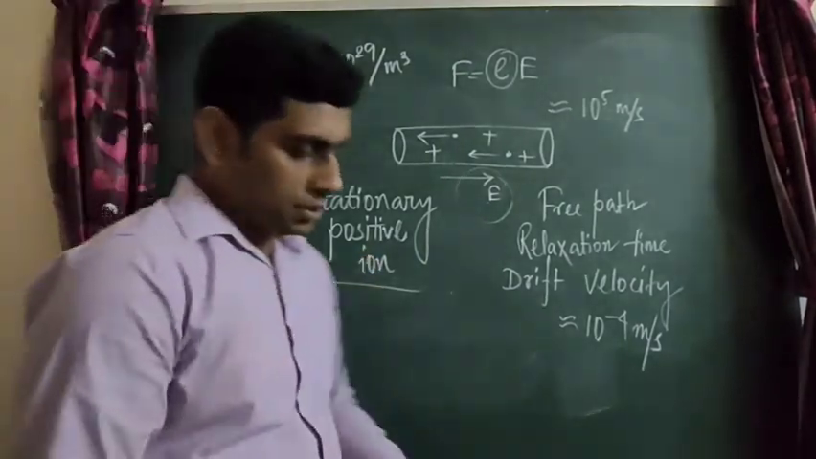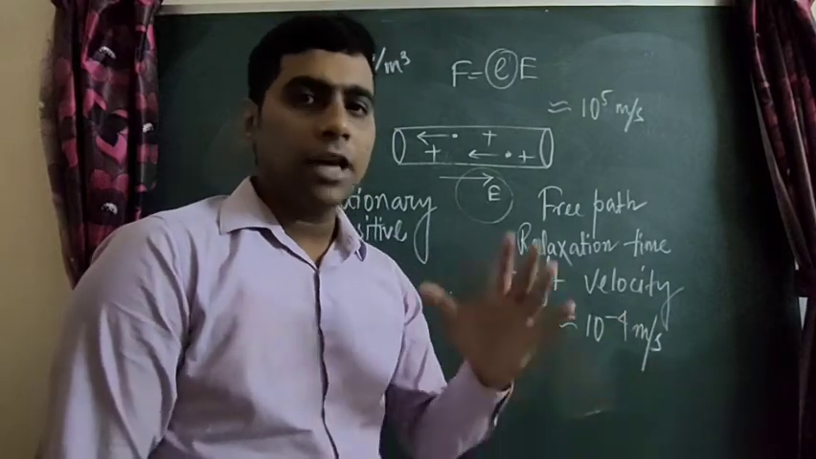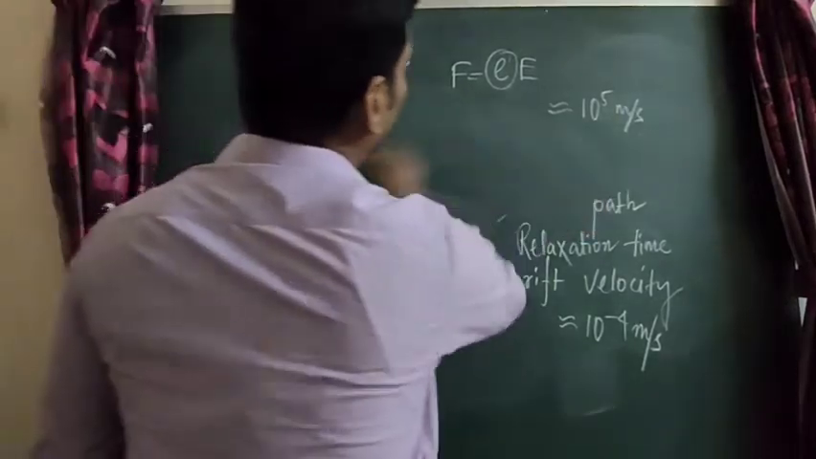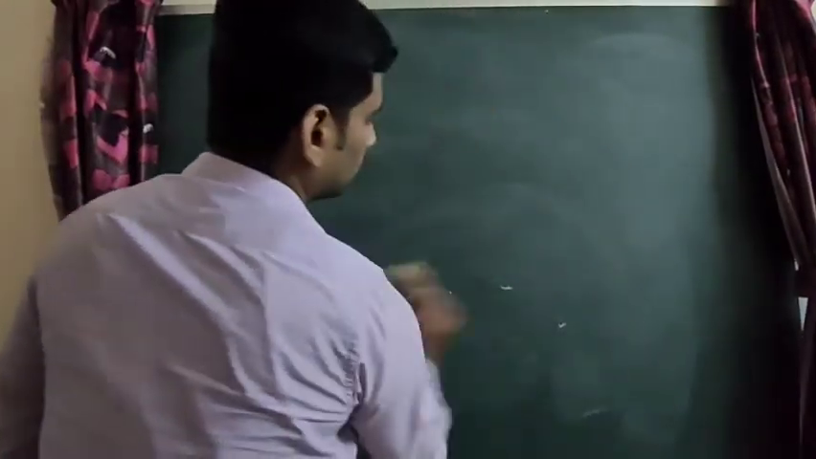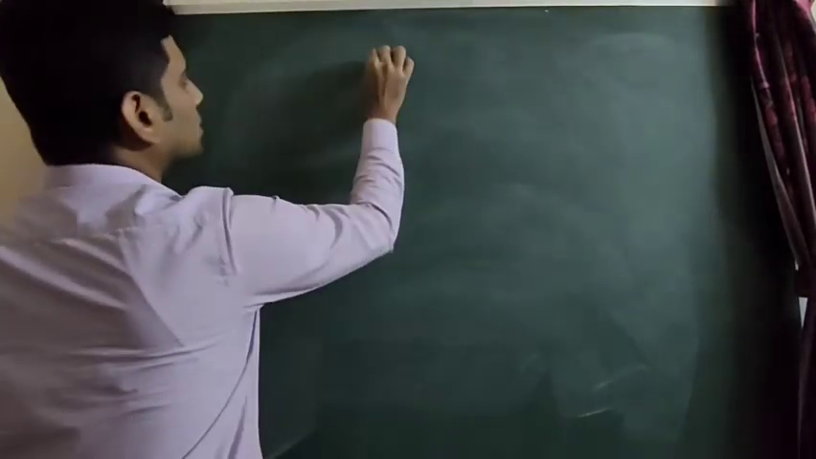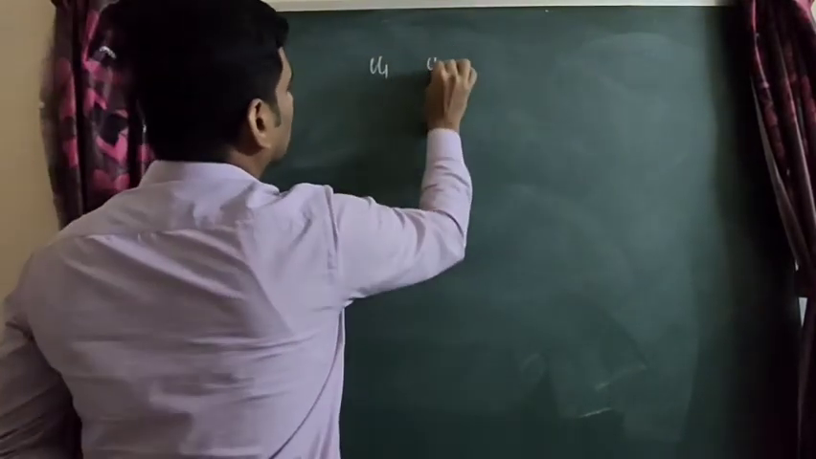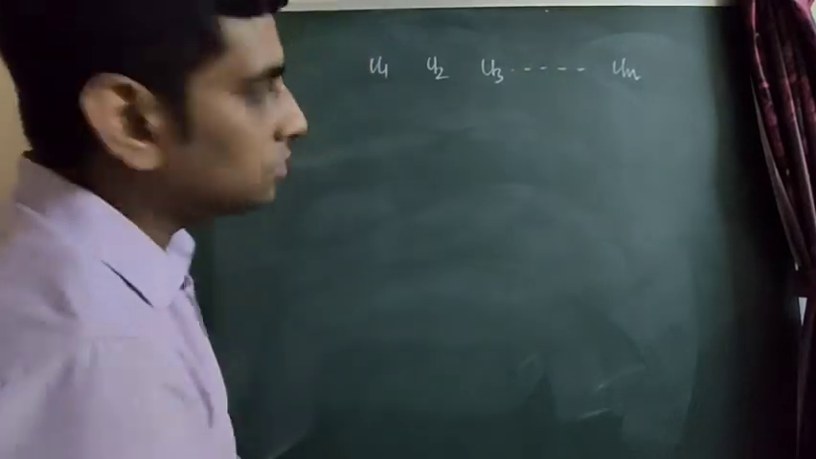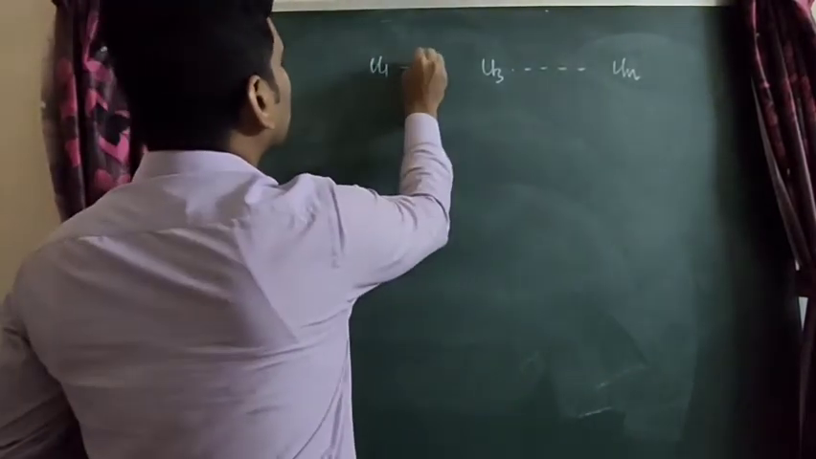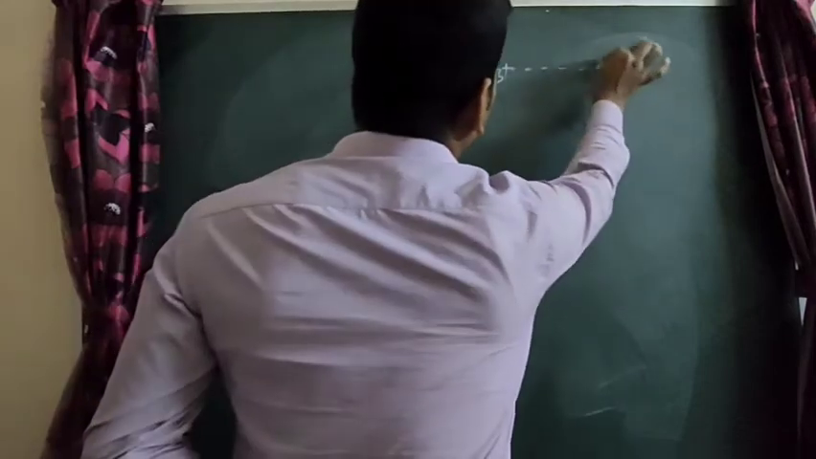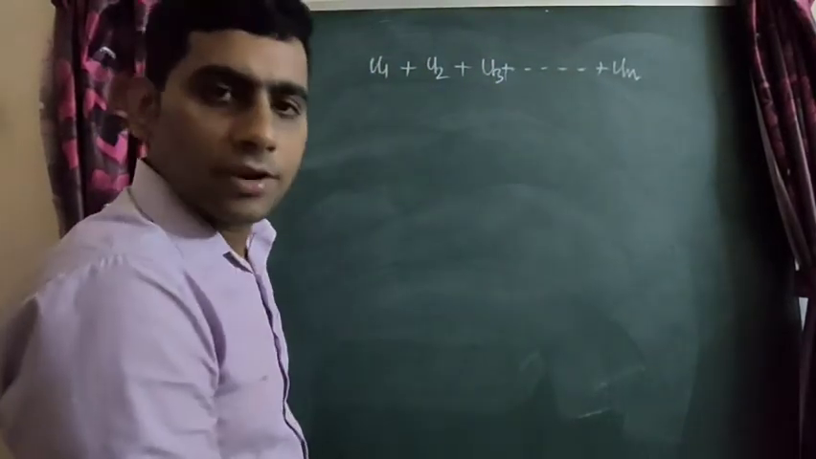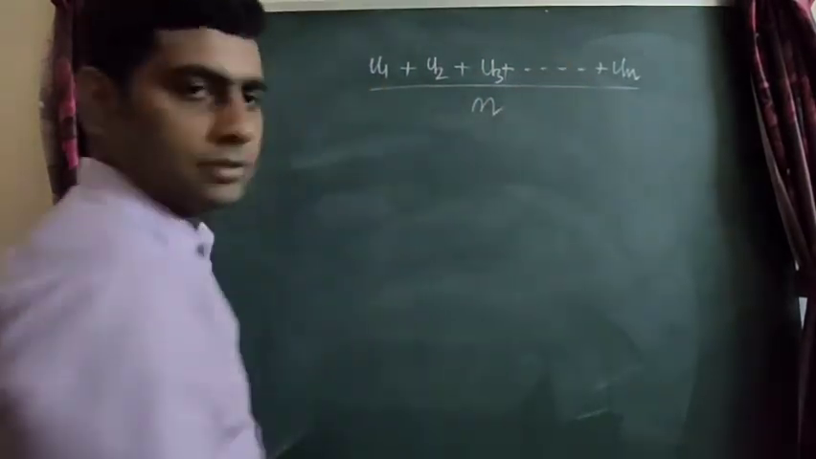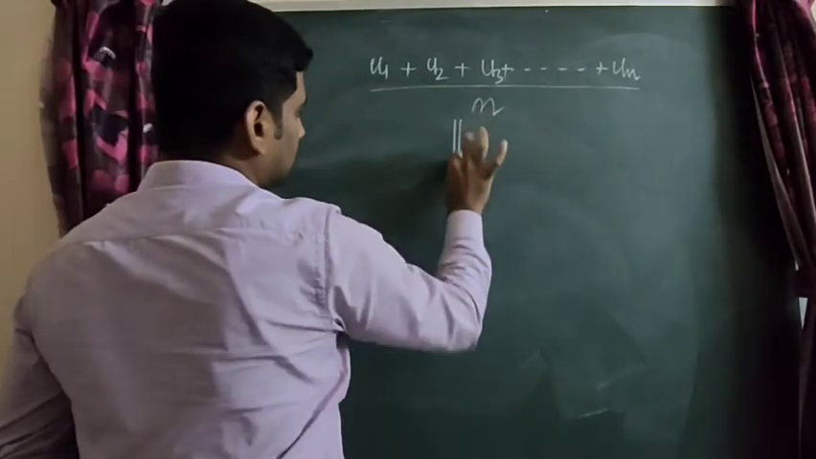Well, in the next topic, I am going to discuss the thermal velocities of the electrons. What is the average thermal velocity of electrons? Suppose there are n number of electrons which are moving. For example, let us consider that the thermal velocities are U1, U2, U3, and so on up to Un. So what is the total thermal velocity? U1 plus U2 plus U3 plus Un. And what is the average thermal velocity? Total by number of electrons, that is N. And this comes as 0.